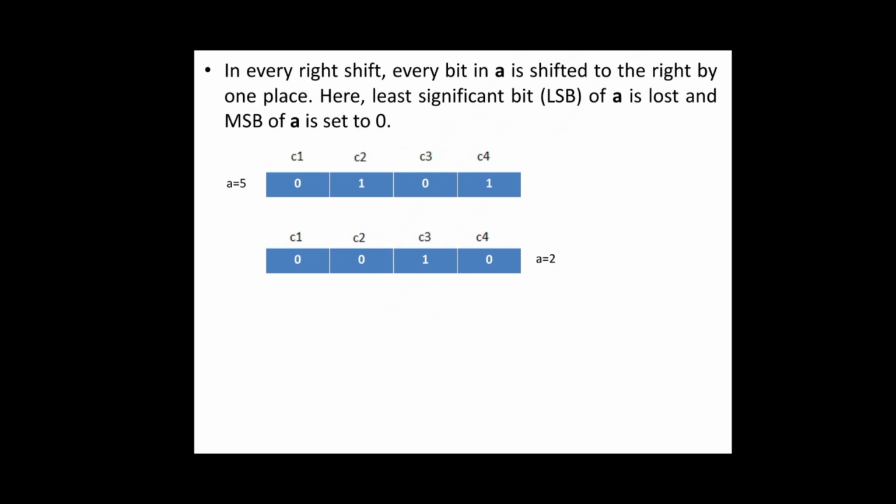Now in every right shift, every bit in A is shifted to the right by one place. Here the least significant bit, LSB of A, is lost and MSB of A is set to 0. Same way, C1 is placed to C2, C2 is placed to C3, C3 is placed to C4, C4 will be lost, and C1 position of the final result will be set to 0. So A equal to 5, when right shifted, gives 0010. That means its decimal value is 2.